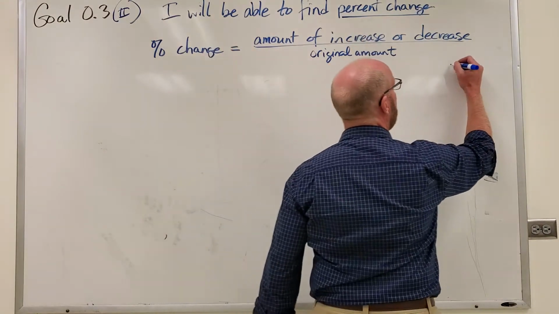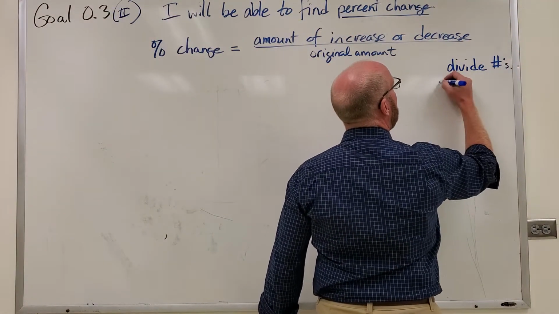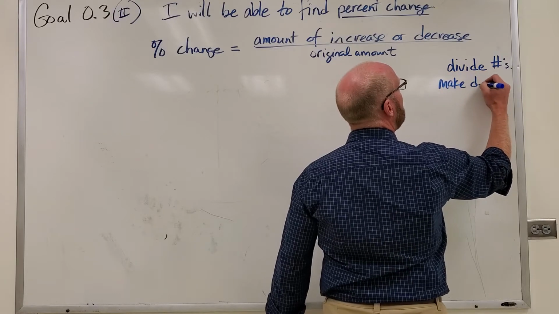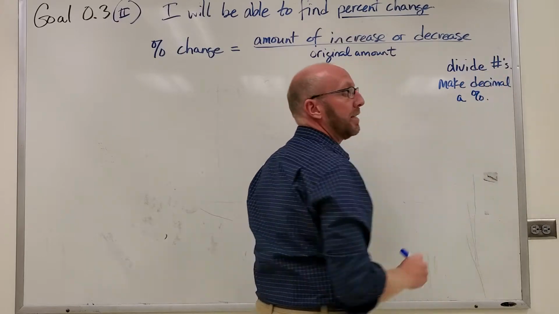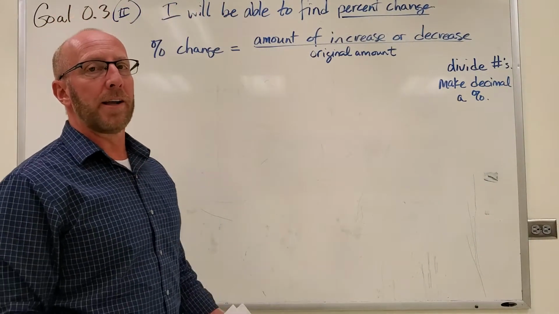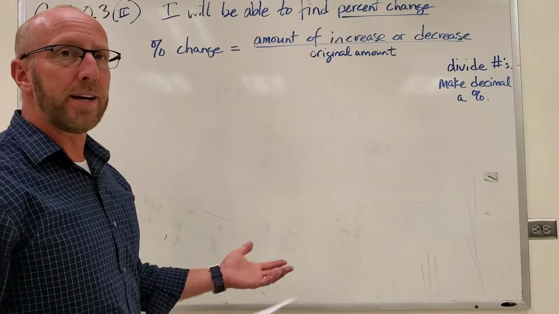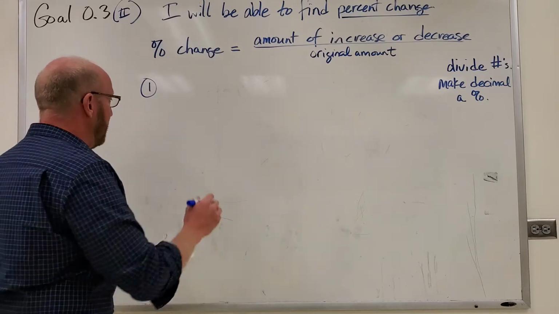All right, so you'll divide the numbers, and then you will make the decimal a percent. And to speed things up, I'm going to use a calculator instead of doing everything longhand. But I encourage you to try and do some of these longhand as well. Here's our first example, a class.